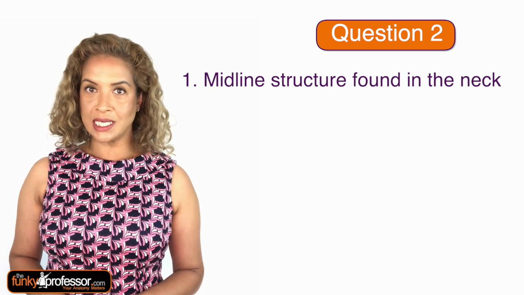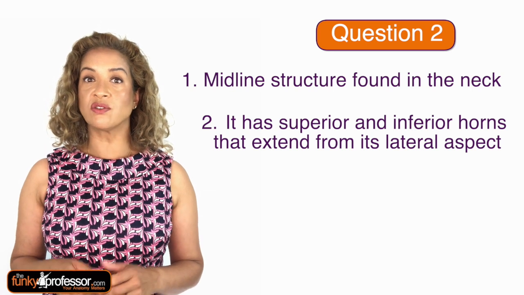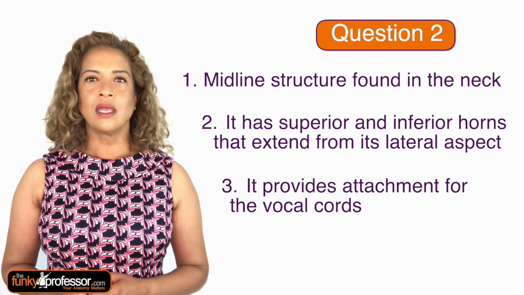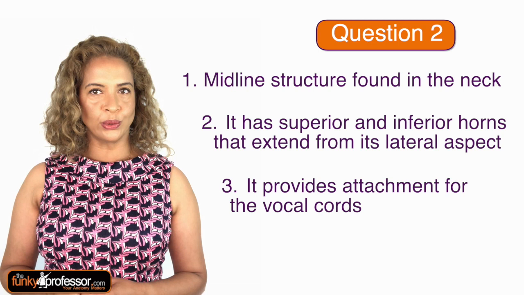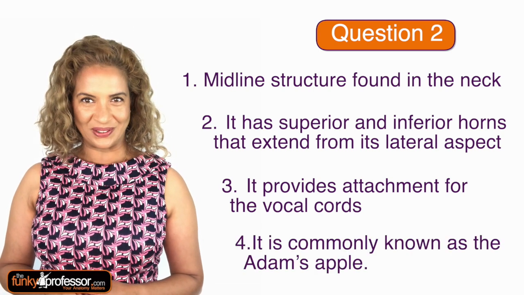Question 2. This is a midline structure that's found in the neck. It has superior and inferior horns that extend from its lateral aspect. It provides attachment for the vocal cords, and it is commonly known as Adam's apple.